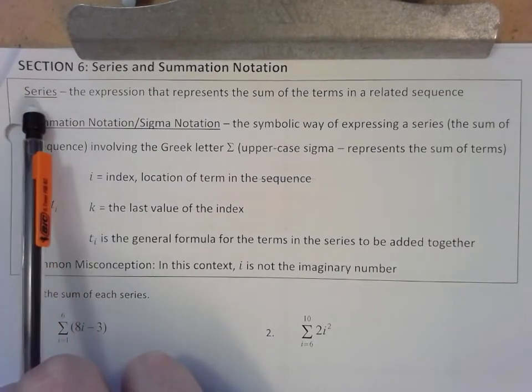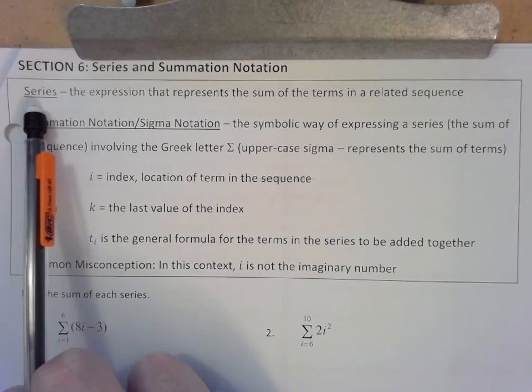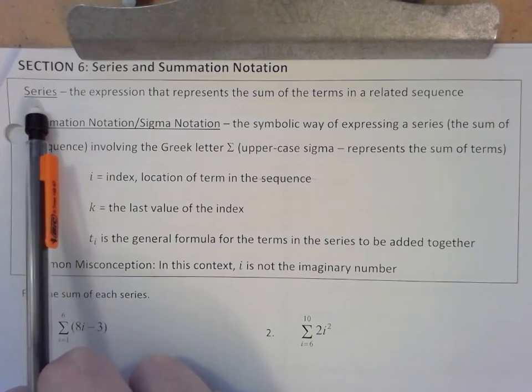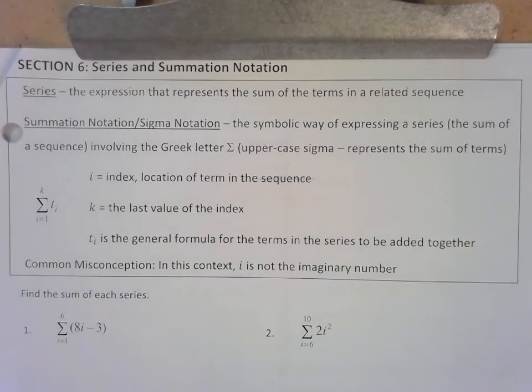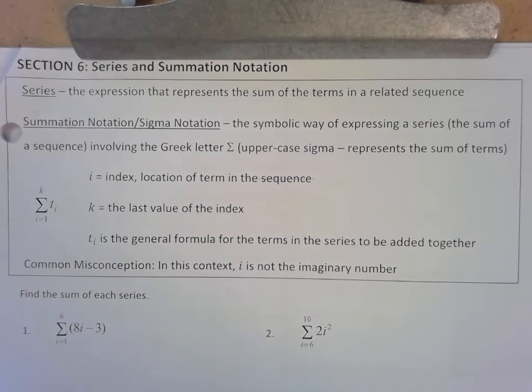The term series represents the sum of the terms in a sequence. So in the previous sections we studied sequences, or ordered lists of numbers. If I use the word series, it refers to the sum of the terms in a sequence. Since sequences go on forever, I can't add all of the terms infinitely, but I can add part of the sequence together and get a sum.